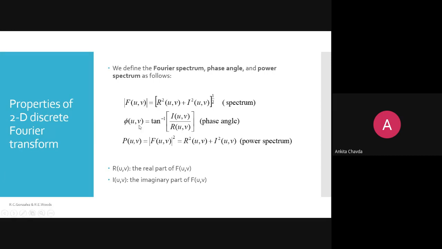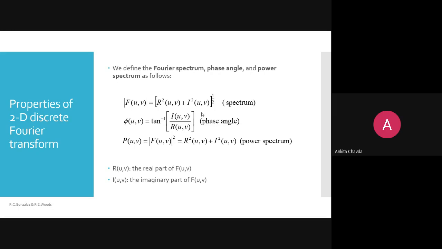Then phi of uv, because we are talking about the phase angle. It will be represented as phi of uv equals tan inverse of I of uv divided by R of uv, imaginary divided by real. How this tan inverse comes about is not given, so you can just imagine that these are the formulas you need to remember.